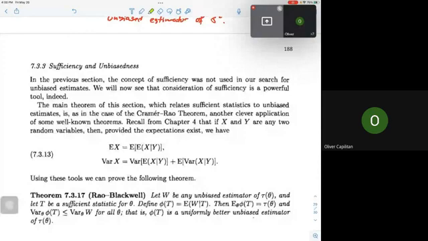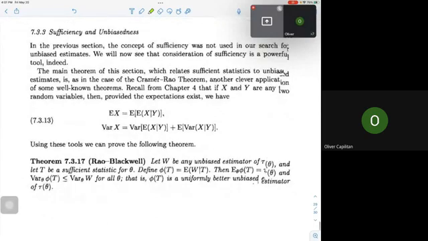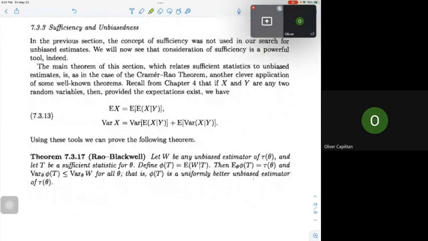well-known theorems. So recall from chapter 4 that if x and y are any two random variables, then provided the expectations exist, we have the expectation of x is equal to the expectation of the conditional expectation of x given y. And then the unconditional variance of x is equal to the variance of the conditional expectation of x given y plus the expectation of the conditional variance of x given y. We have this in chapter 4. So we're going to use these tools to prove this theorem.